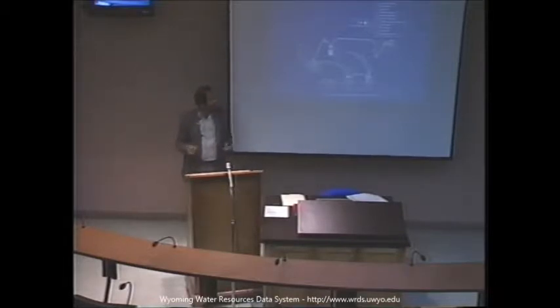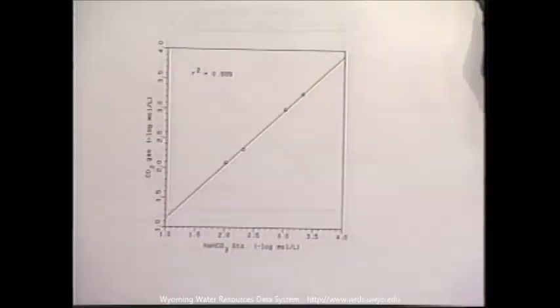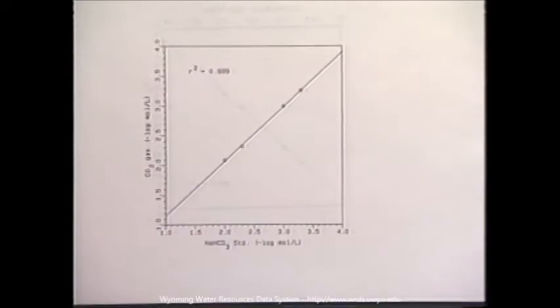We get excellent recoveries. We found excellent recoveries from this method. Let's see, I hope this one. See, R square is almost 1. Okay, so we got excellent recoveries for CO2 trapping this way, okay?